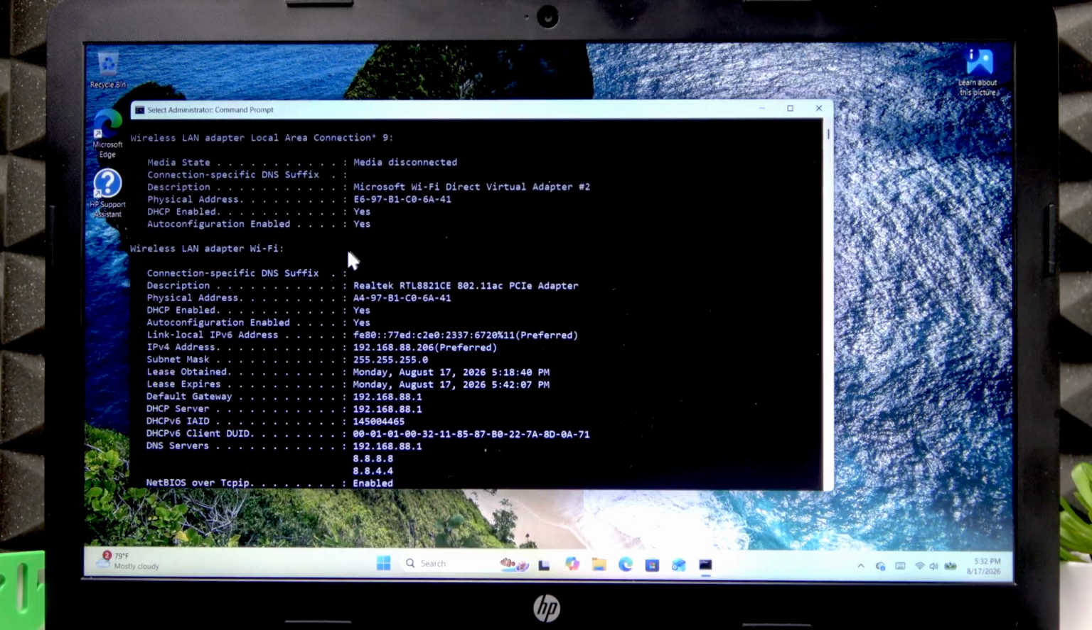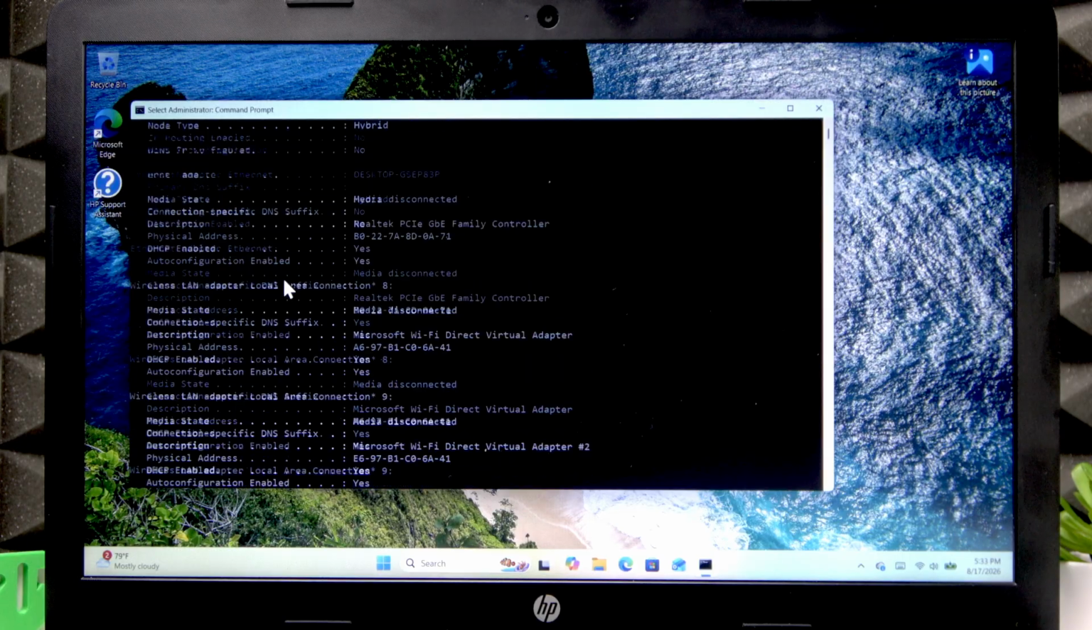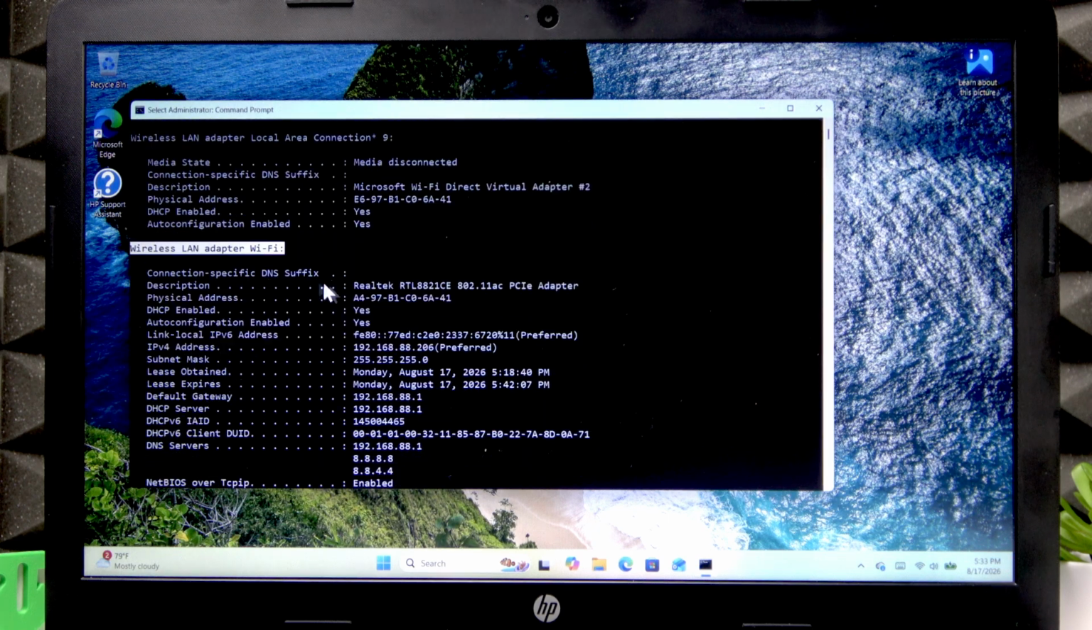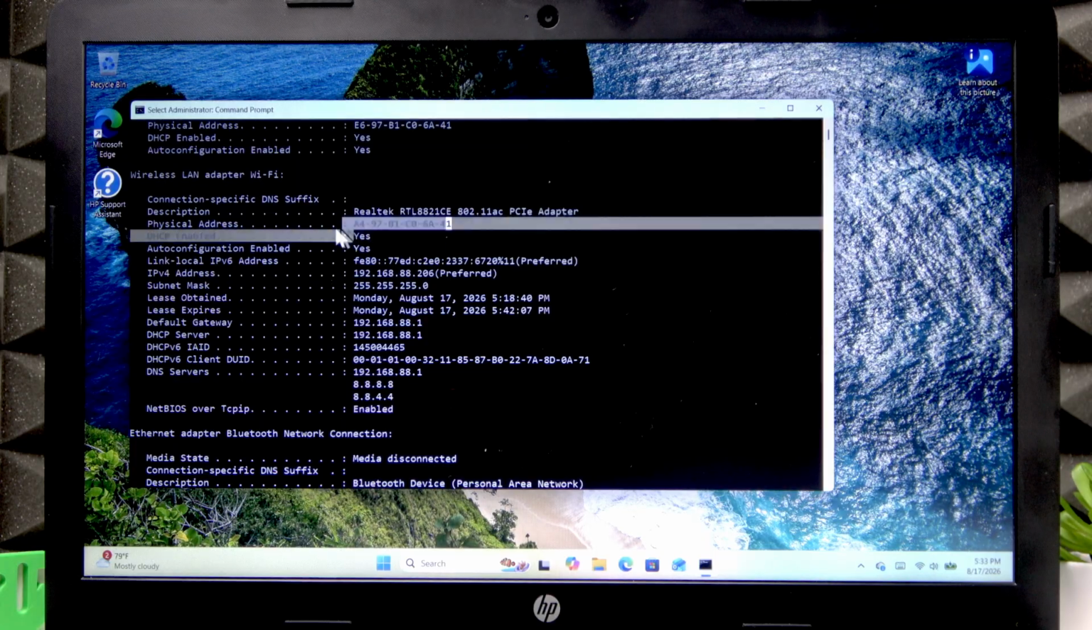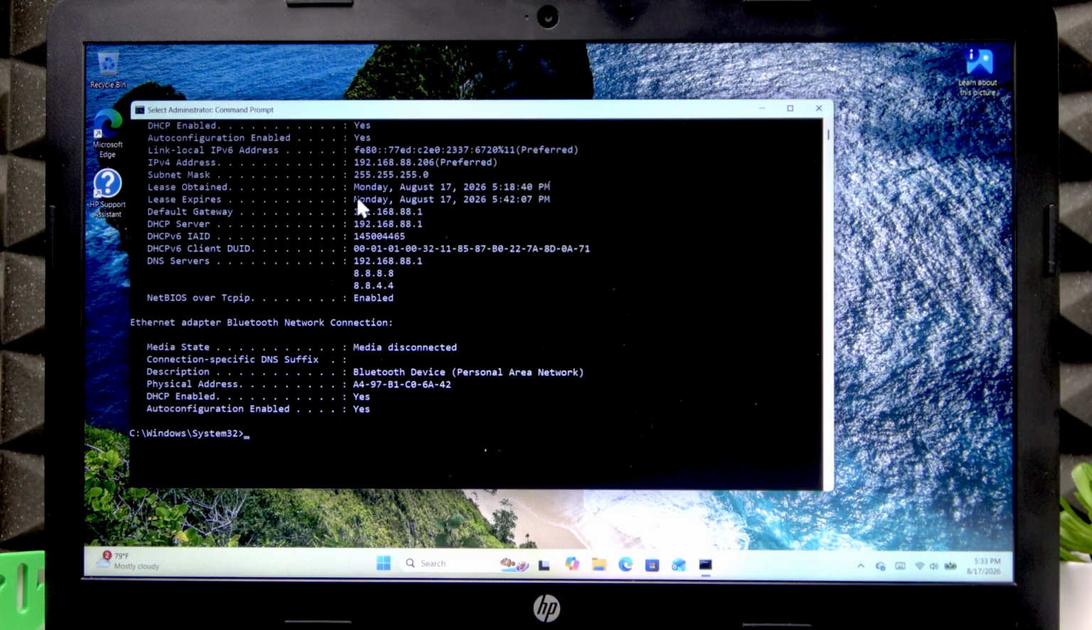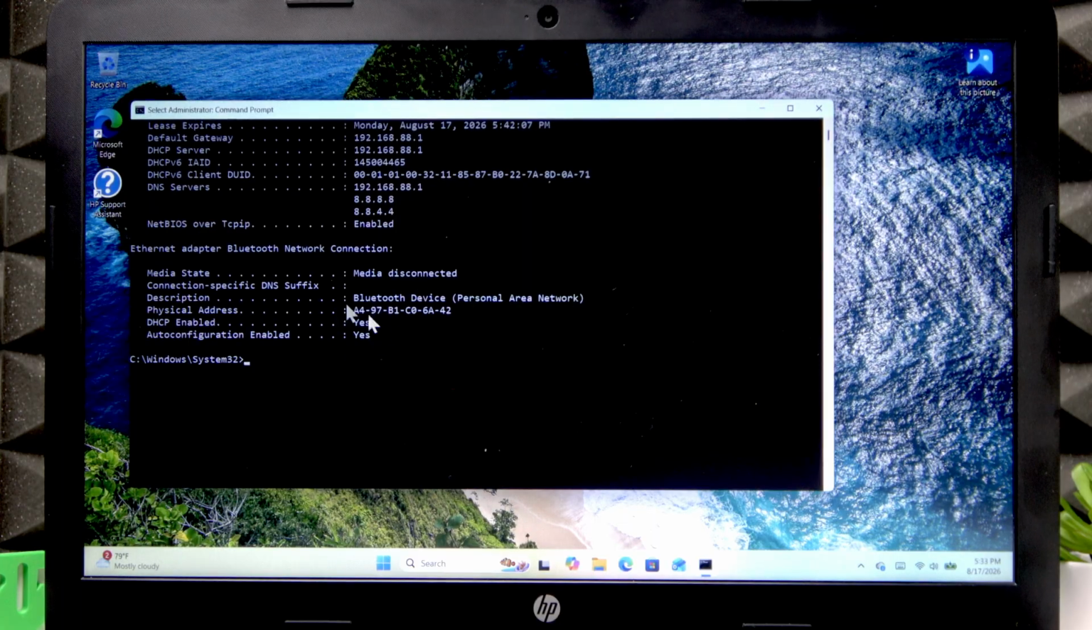the connected wireless LAN adapter if you are connected to the Wi-Fi, or the Ethernet adapter if you are connected to the internet using an Ethernet cable, and find the physical address that goes after it. So in my case, this is the MAC address of my Wi-Fi adapter. And below, at the very bottom, we also have the Bluetooth MAC address right here.